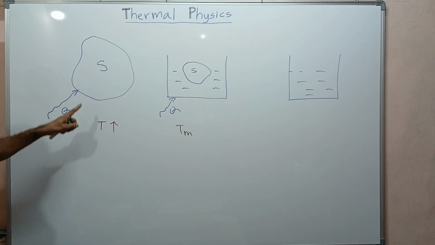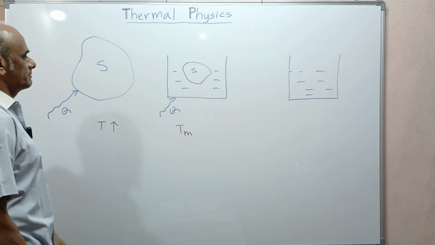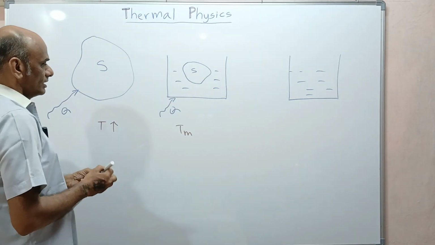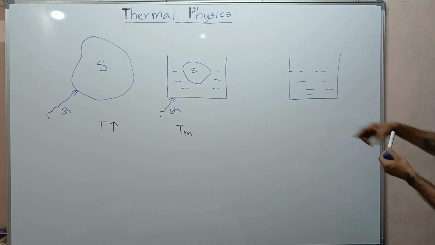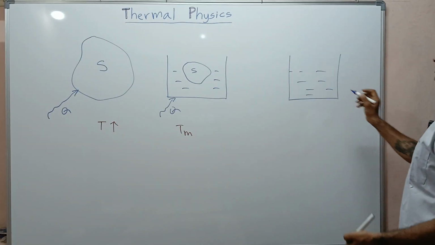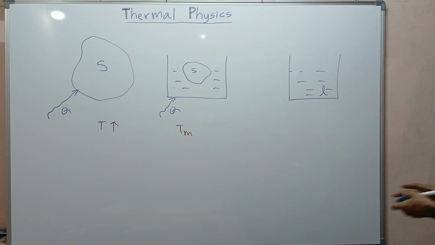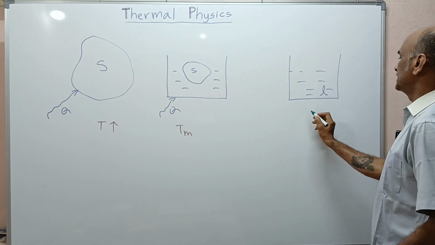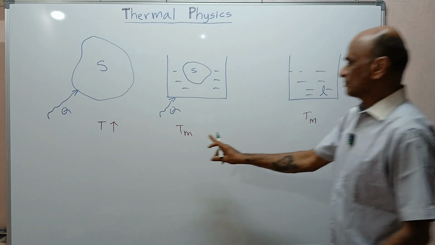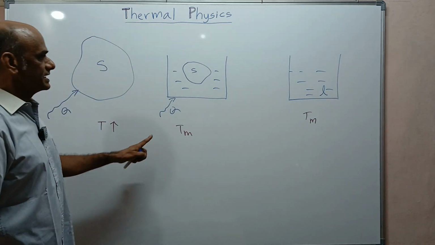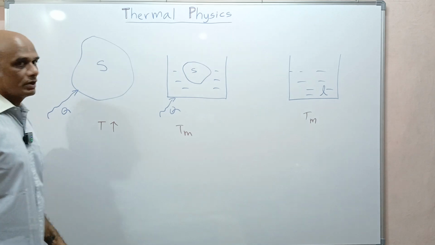So we started with a solid, supplied heat to it, and its temperature rises until it reaches the melting temperature. After it starts melting, if heat is supplied, it will get fully melted. At this point, the body has become fully liquid, but the temperature will be the same, the melting temperature. Because during the melting process, whatever heat is supplied has gone into changing the phase from solid to liquid, but not into increasing the temperature.